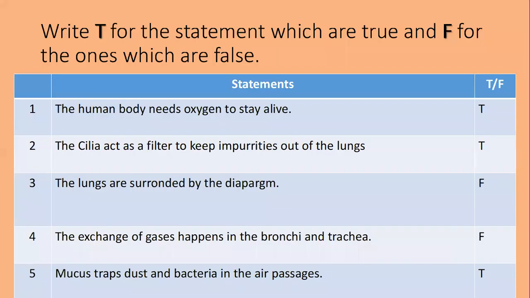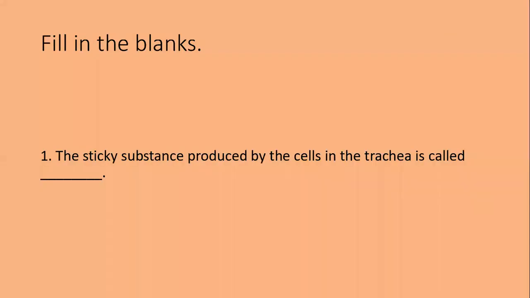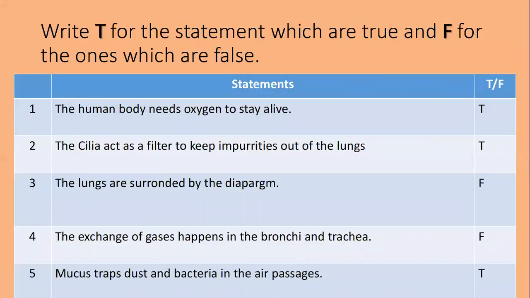Now the exercise. Write T for the statements which are true and F for the ones which are false. The human body needs oxygen to stay alive. It's a true statement because everybody needs oxygen. You cannot survive without oxygen. So it's T.